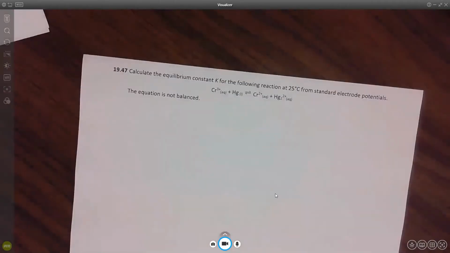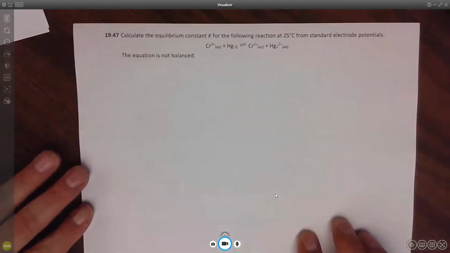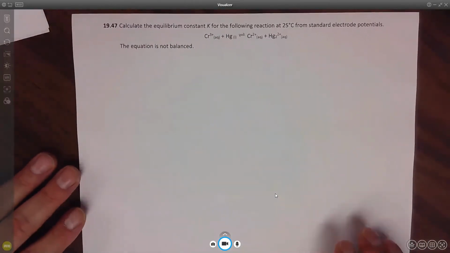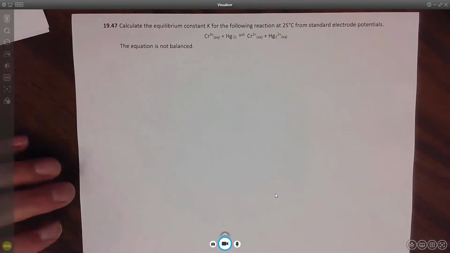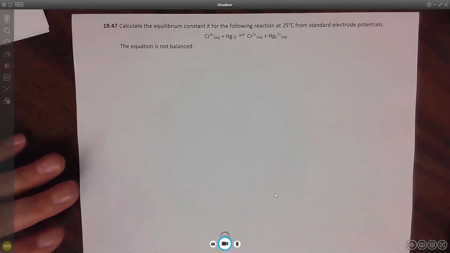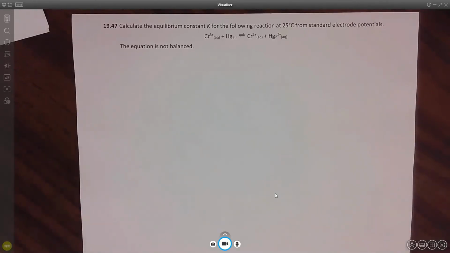So this is number 47. It says, calculate the equilibrium constant for the following reaction at 25 degrees Celsius from standard electrode potentials. The equation, of course, is not balanced. So again, what is the relationship between our electrochemical values and the equilibrium constant?